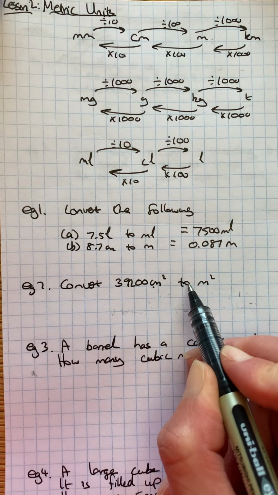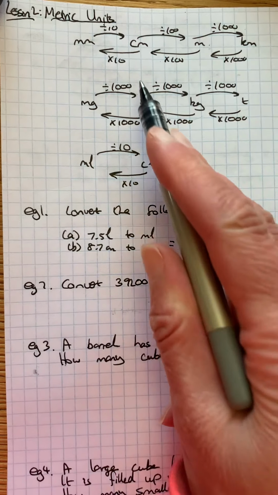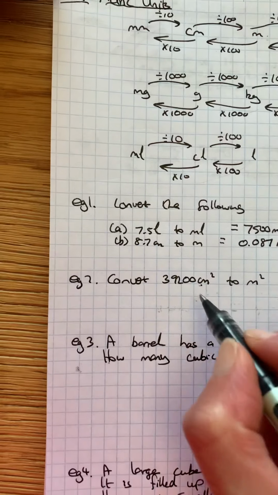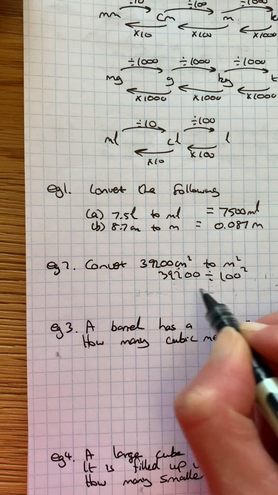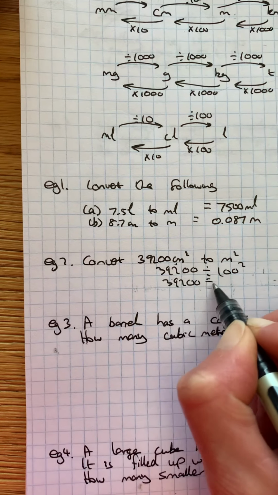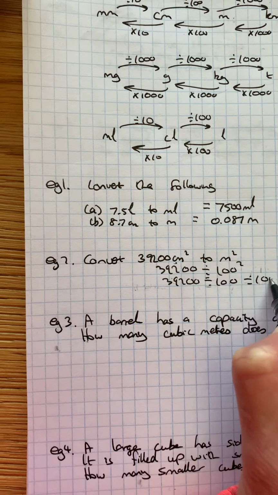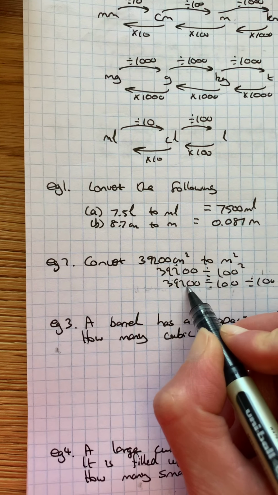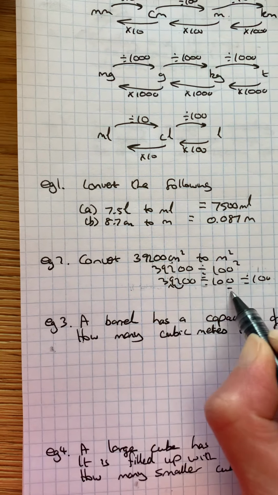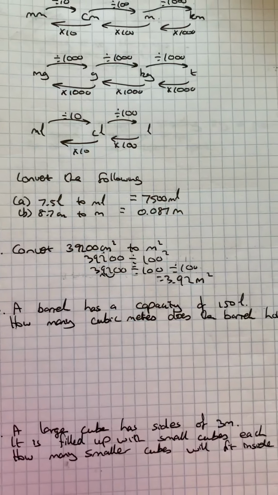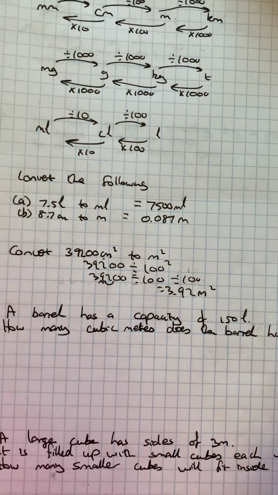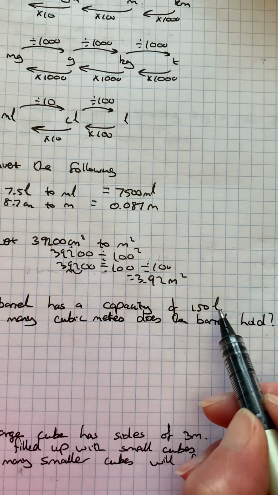The next one, centimetres squared to metres squared. This is more likely what you're going to get. Centimetres to metres is divided by 100. Now, if you've got centimetres squared, it means you're dividing by 100 squared. Basically, you're dividing by 100 twice. So dividing by 100 brings you to there. Taking it back again brings you there. 3.92 metres squared.